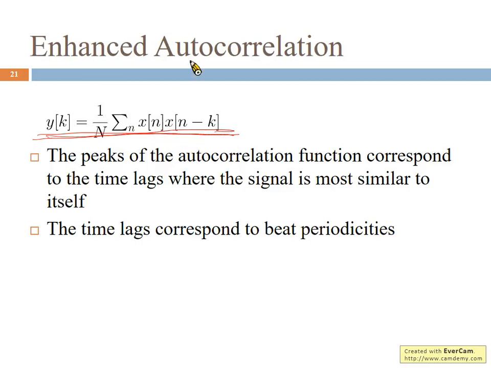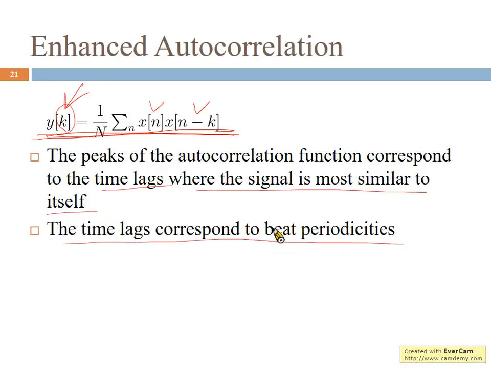Okay, so this formulation we are already familiar with. This is to calculate the autocorrelation. So we multiply the n-th sample point by the (n minus k)-th sample point. This is when the sample points are apart from each other by k samples, and we can try different k values. The peaks of the autocorrelation function correspond to the time lags where the signal is most similar to itself, and the time lag corresponds to the beat periodicities.